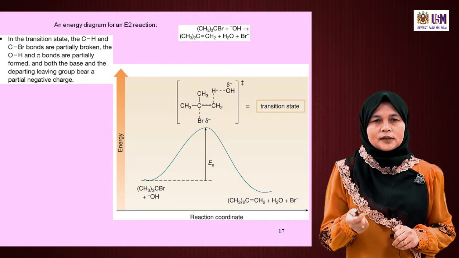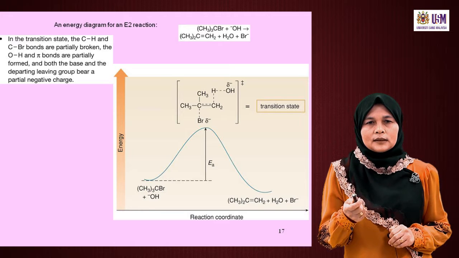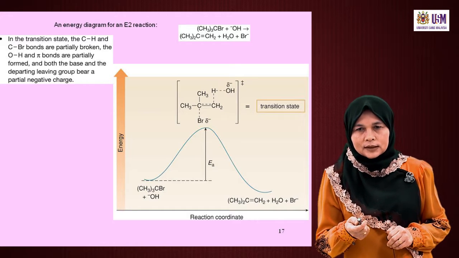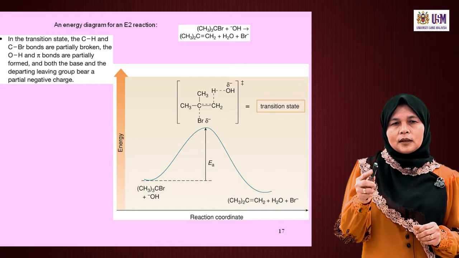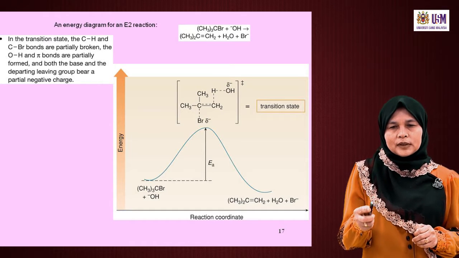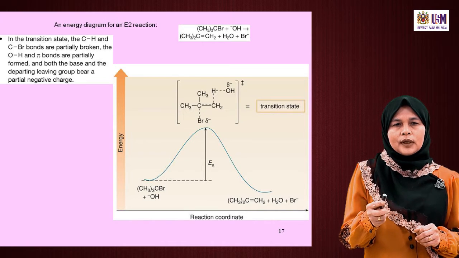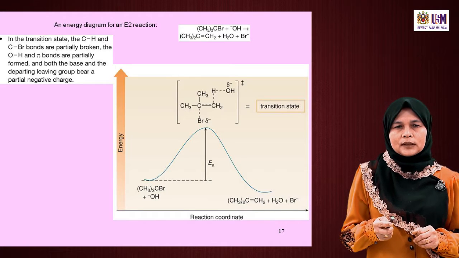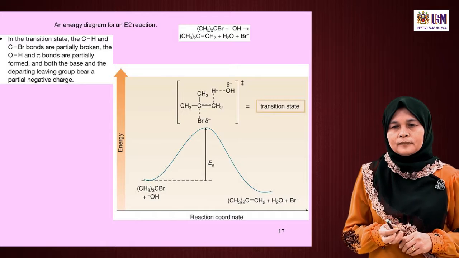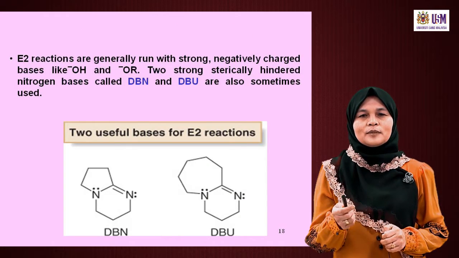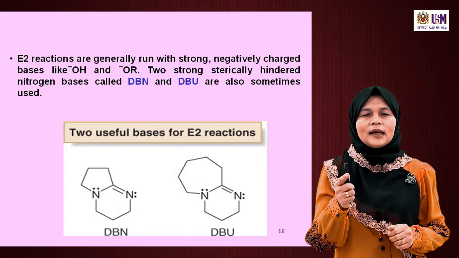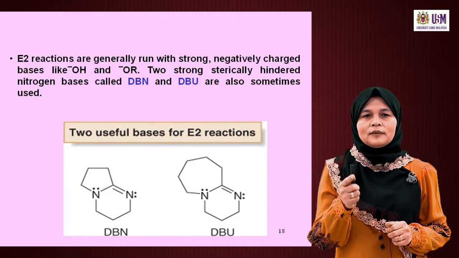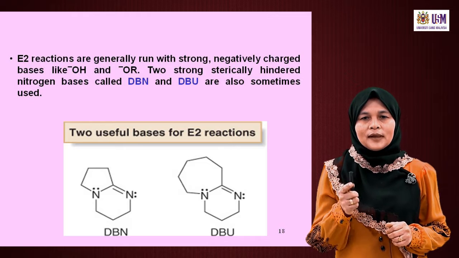The diagram here shows the energy diagram for the E2 reaction. In the transition state, the C-H and C-Br bonds are partially broken. The O-H and pi bonds are partially formed. There are close parallels between the E2 and SN2 mechanisms in how the identity of the base, the leaving group, and the solvent affect the rate.